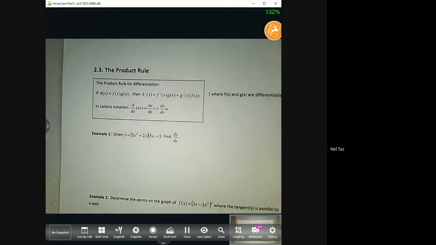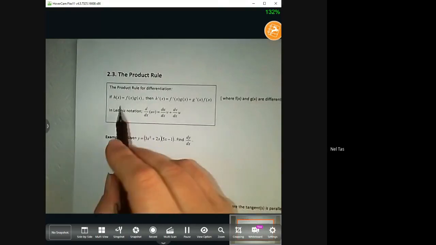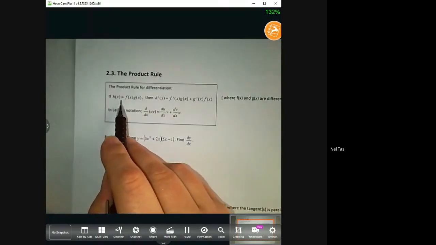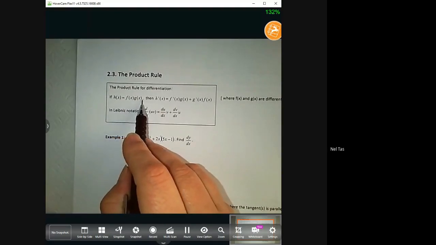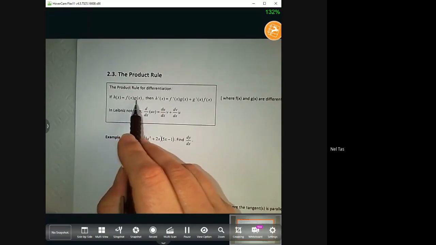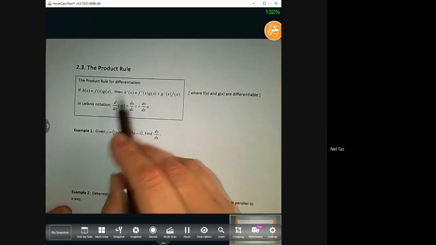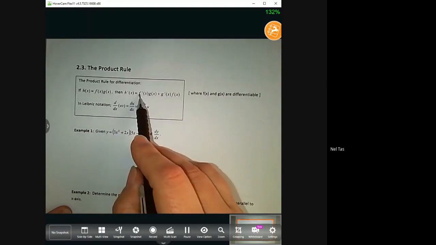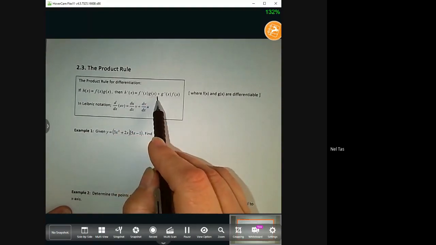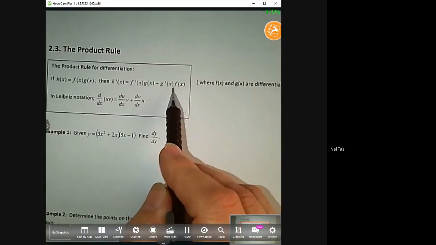All right, so 2.3, the product rule for derivatives. If we have h of x, which is f of x times g of x, so it's multiplication of two functions, then that's how we take the derivative. The derivative of h is derivative of f times g plus derivative of g times f.